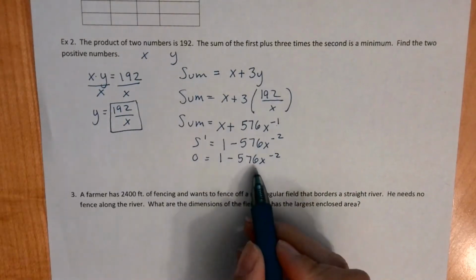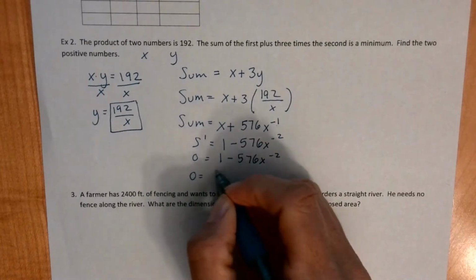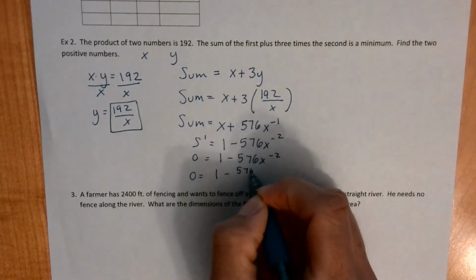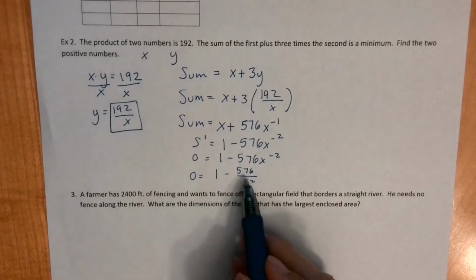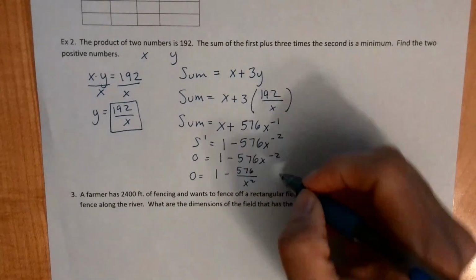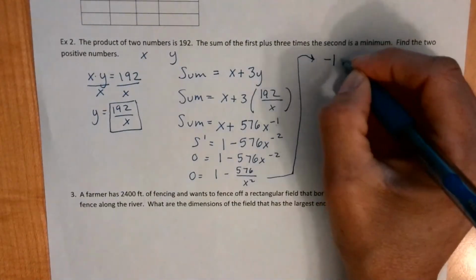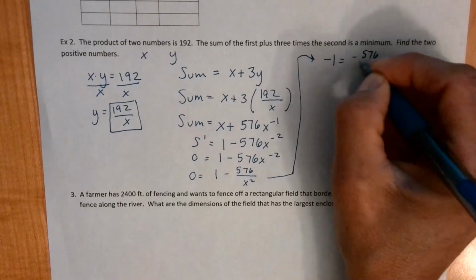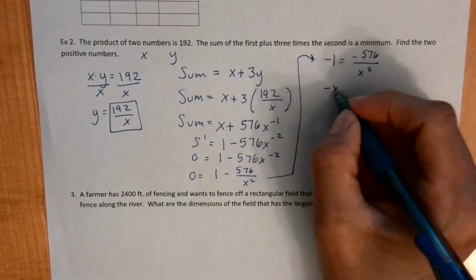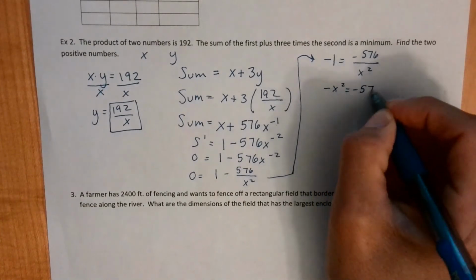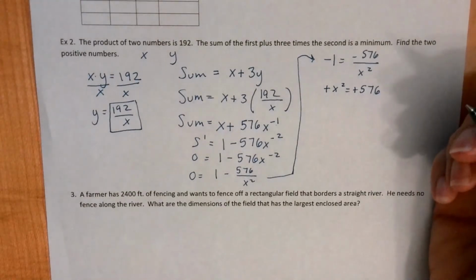And in order to solve this, I do find it helpful to rewrite this in its natural form. So that is 1 minus 576 over x squared. And I am going to slide one of these terms over to the other side. So I'm going to move my 1 over. And then I'm going to cross multiply. So I would have negative x squared equals negative 576. Multiply both sides by a negative 1. So we have x squared equals 576.